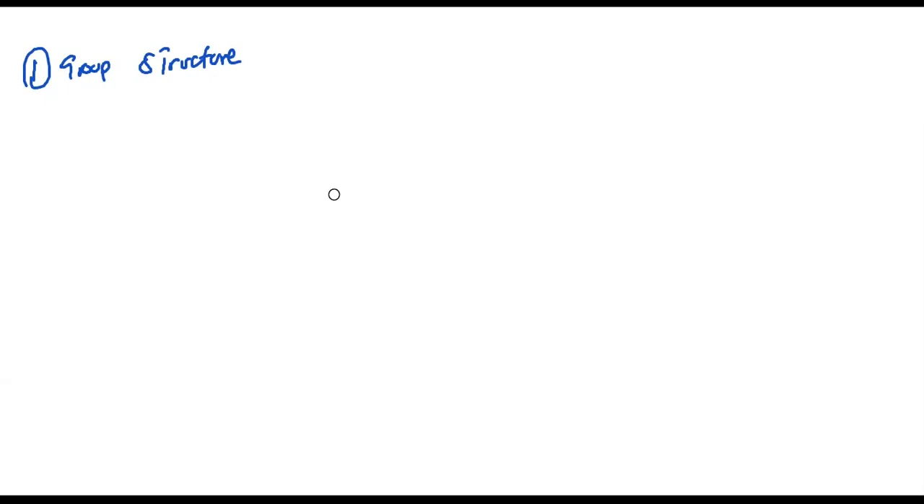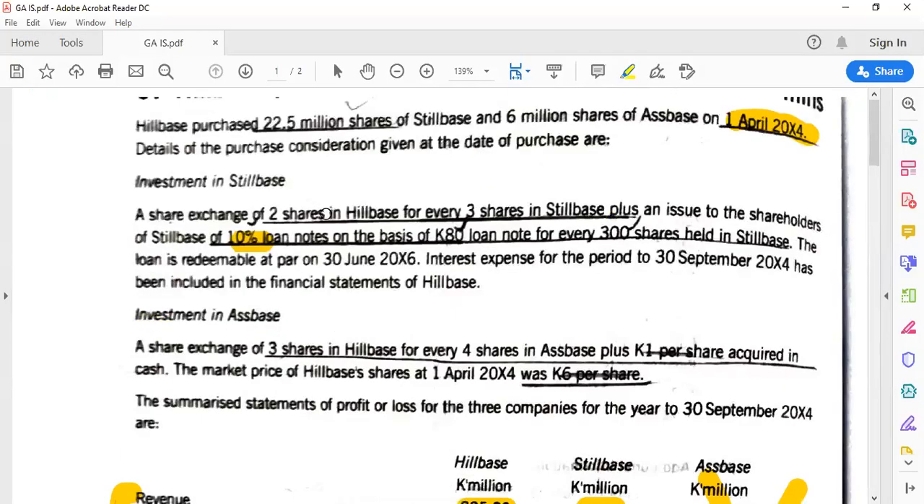What have we been told here? Here's what we've been told. We've been told that this parent purchased how many shares? 22.5 million shares of Steel-based. And this guy purchased 22.5 million shares of Steel-based and 6 million shares of which one? Asbestos. Of this asbestos guy. Have you seen? He purchased 6 million of the asbestos guy. Okay, so at the same date, 1st April 2024.